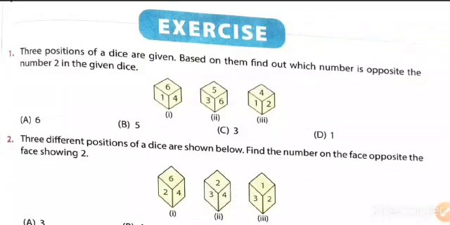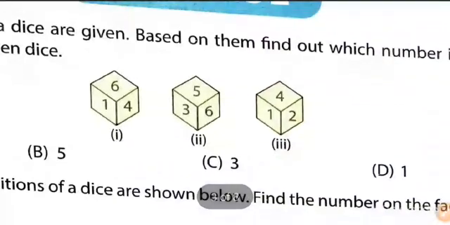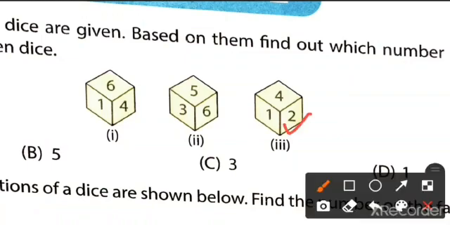Now coming to the exercise questions. Question number 1: 3 positions of a dice are given. Based on them, find out which number is opposite the number 2 in the given dice. So, we have been given 3 different positions of a single dice, and we have to find out which will be the opposite face of 2. This 2, this one face, we have to find the opposite one.